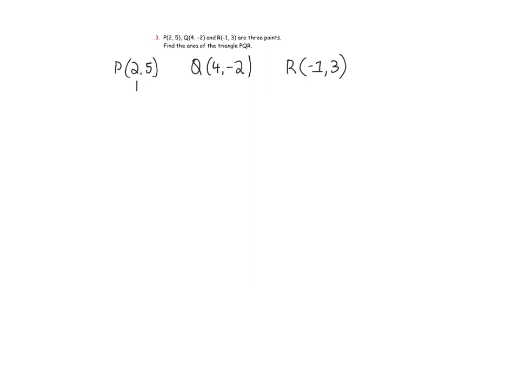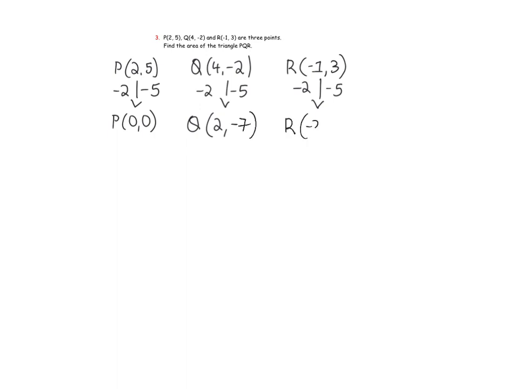Then we can change P to (0, 0). And how did we change P to (0, 0)? Well, on the x, we'd have had to minus 2, and on the y, we would have had to minus 5. So we must do the exact same to all of the points. So Q is going to change to 4 minus 2 is 2, and -2 minus 5 is -7. For R, we have -1 minus 2 is going to be -3, and 3 minus 5 is going to give us -2.